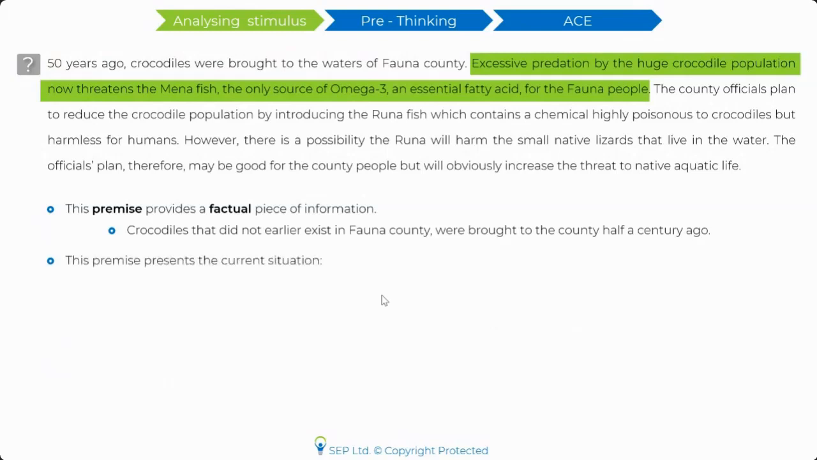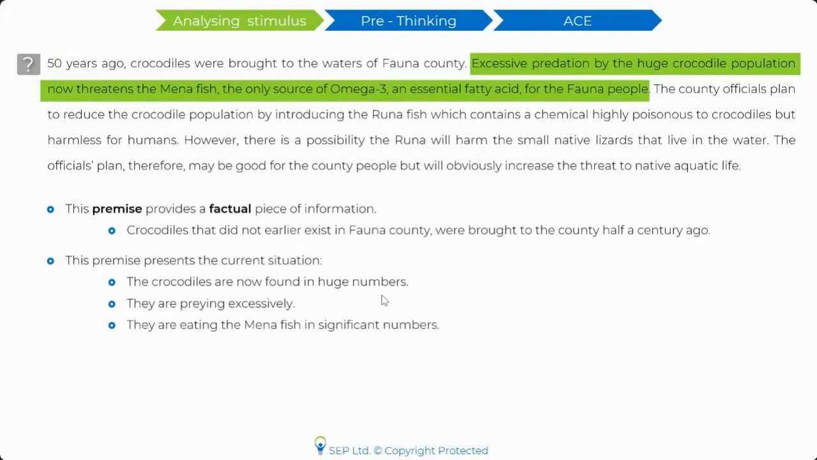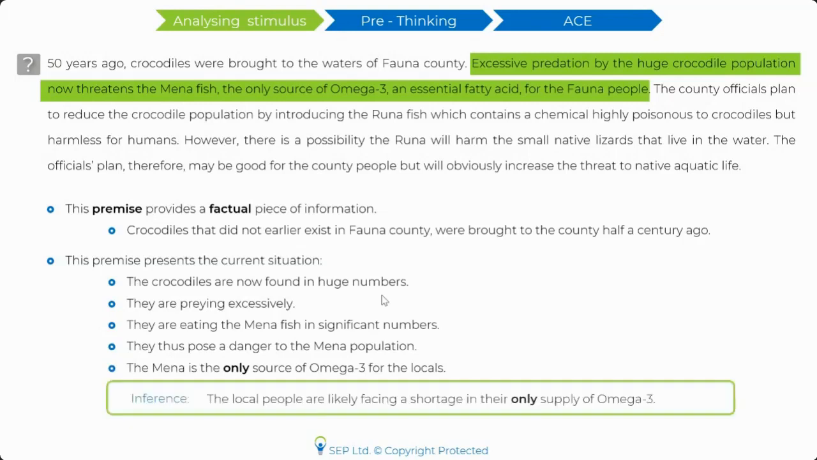This premise presents the current situation. What is the current situation? Crocodiles are now found in huge numbers. They are hunting excessively. They are eating the mena fish in huge numbers. Thus, they pose a danger to the mena population. The mena is the only source of omega-3 for the locals. So we can draw an inference that the locals are probably facing a shortage in their only supply of omega-3.